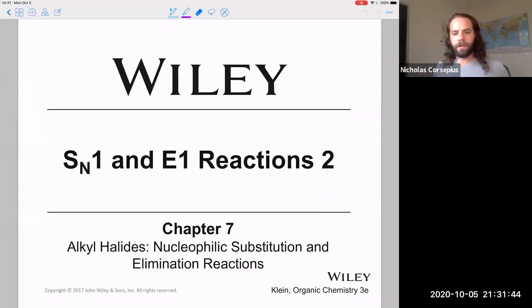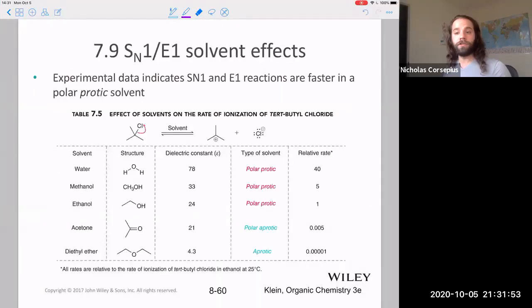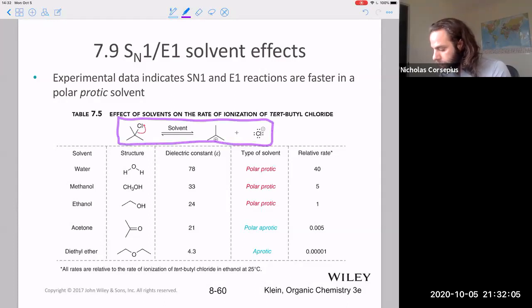All right, so now let's talk about some special considerations that we need for our SN1 and SN2 reactions. The first being solvent. So let's look at how the choice of a solvent affects the rate of these SN1 and E1 reactions. And specifically, we're going to be talking about the rate of that first step, that rate limiting step, which is the formation of that carbocation.